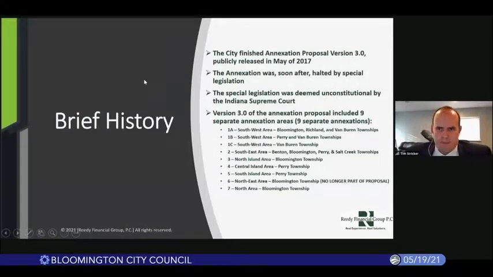So a brief history here. As I said, and as others have said before me, the city did finish version 3.0 of the annexation proposal, which was publicly released in May of 2017. Soon after that, all of the city's process was halted by the special legislation. And that special legislation, I know I'm repeating this, was deemed unconstitutional by the Indiana Supreme Court. I won't go into too much detail here because it's been mentioned, but version 3.0 did have 9 separate annexation areas. The only difference in version 4.0 is that Area 6, the northeast area, has been removed from consideration.